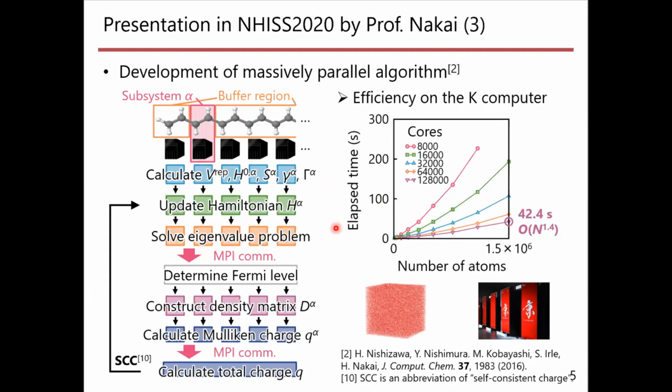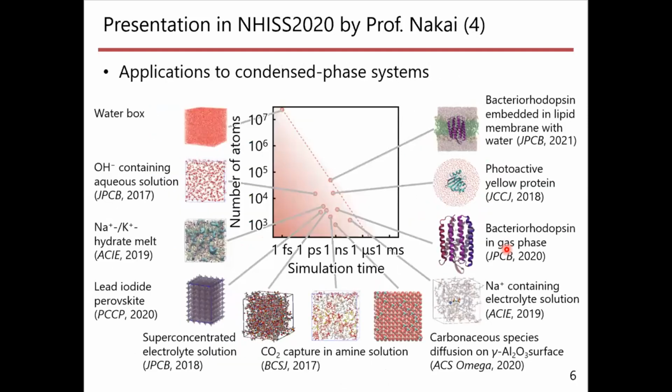The efficient implementation of the DCDFTB method on massively parallel computers was also discussed in Professor Nakai's last presentation. Briefly, the subsystems which were introduced in the previous slide are assigned to computer nodes or MPI processes, and the remaining procedures are parallelized with OpenMP multithreading. And our benchmark test on the K computer, which was the predecessor of the Japanese flagship supercomputer, confirms that these developed hybrid algorithms show good performance for this kind of isolated cubic water box containing up to 1.5 million atoms.